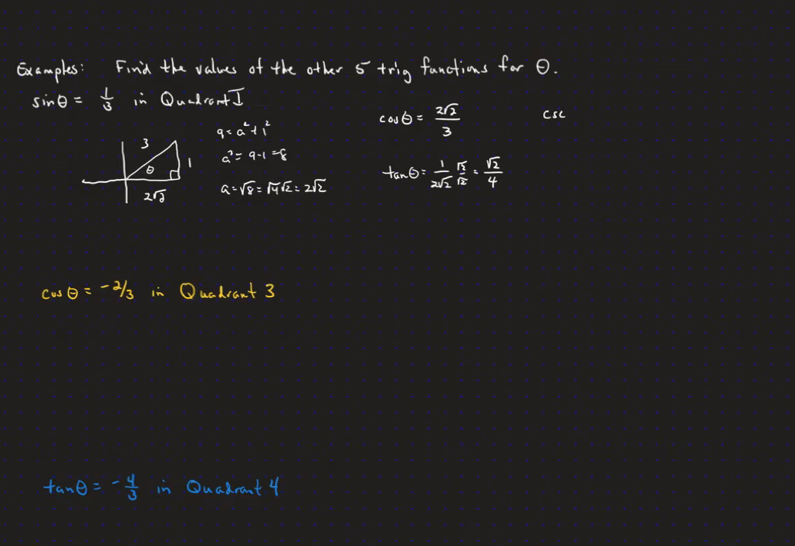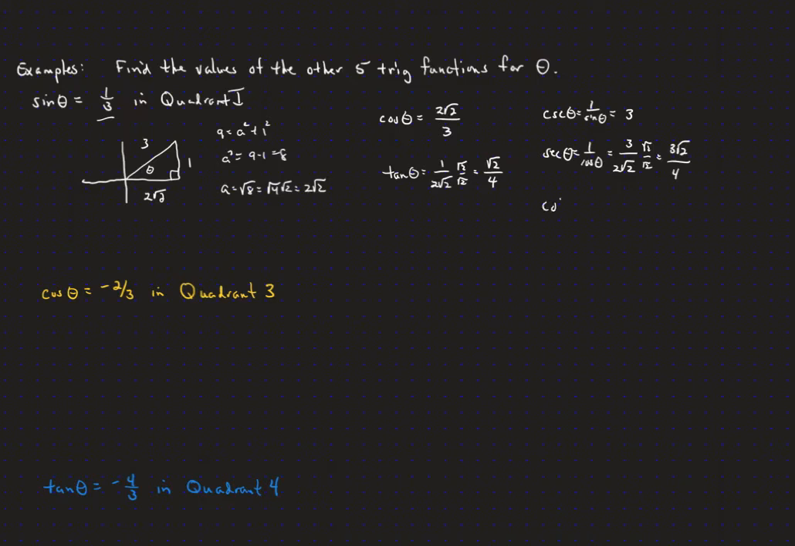We know that the cosecant of theta is the reciprocal of the sine. Since our sine was 1/3, that's going to make the cosecant 3 over 1, or 3. The secant of theta is the reciprocal of the cosine, and since the cosine was 2 square root of 2 over 3, the secant will be 3 over 2 square root of 2. Of course, we're going to have to rationalize that, so that's going to be 3 square root of 2 over, and again, square root of 2 times square root of 2 is 2, times the 2 is 4.